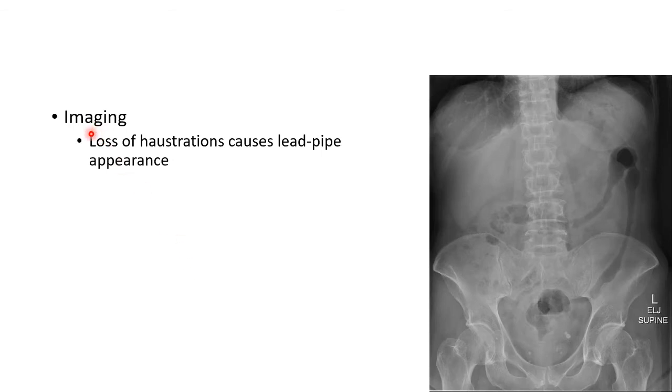Now let us see about the X-ray findings of ulcerative colitis. Loss of haustrations leads to lead pipe appearance, as you can see in this picture.